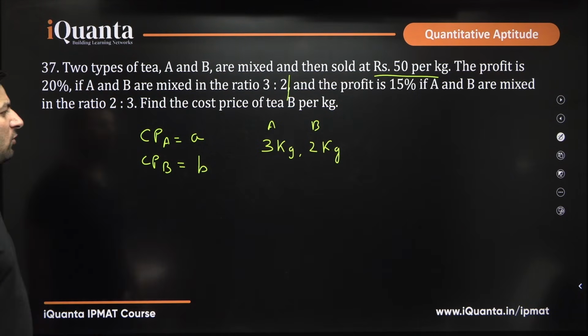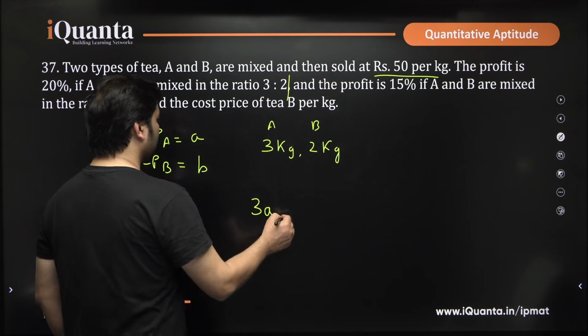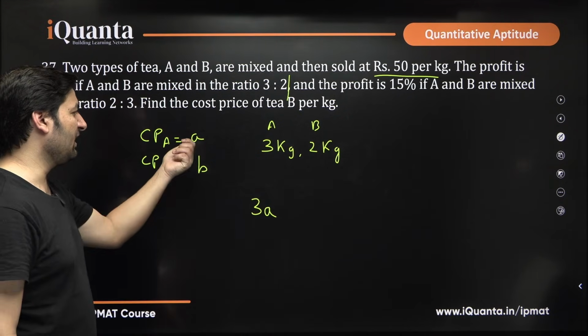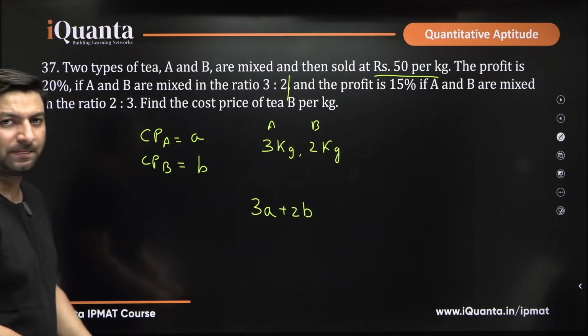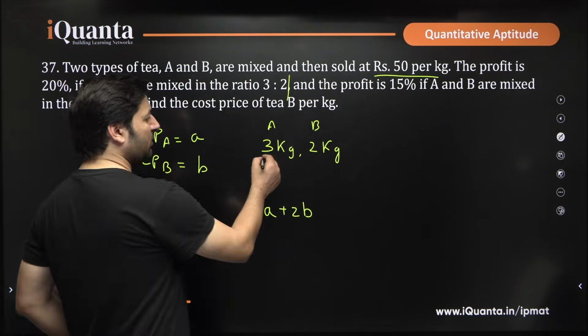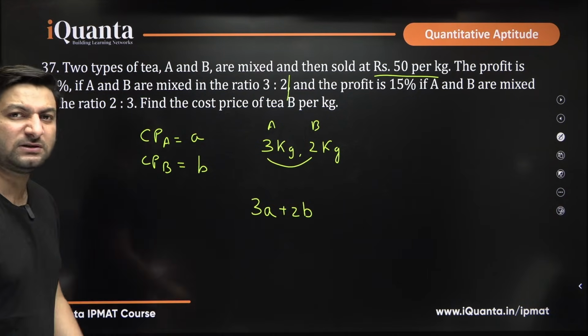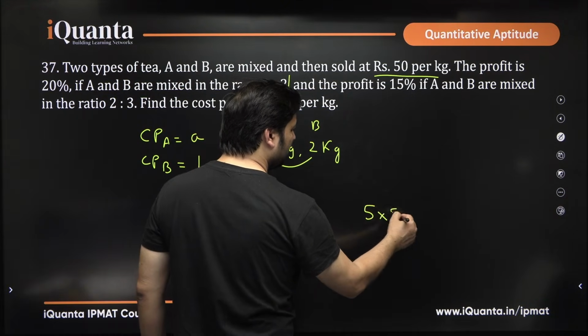So what will be the total cost? The total cost will be 3A + 2B, because 3 kg of type A has cost A, plus 2B. This is the total CP, right? And you know that we are selling the total amount. What is the total amount of tea that we have? 3 plus 2, that means 5 kg. So total selling price is 5 into 50.